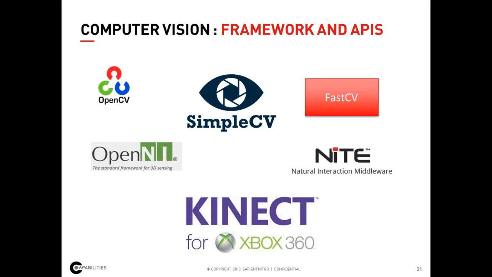OpenCV is a very wide group which has provided implementations for different algorithms you can use for computer vision applications. Similarly, SimpleCV and FastCV are there. OpenNI is related to the natural user interface. It is an open framework which provides the functionality to do gestures and so on. NITE is the natural interaction middleware, which works as a middleware between the Kinect or similar devices and OpenNI. You can use it that way.